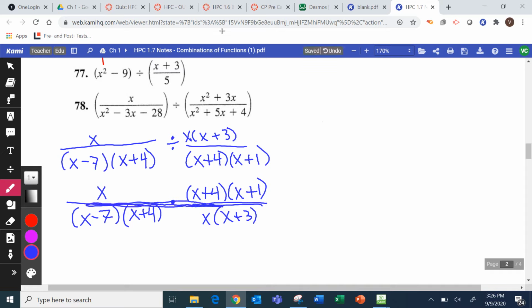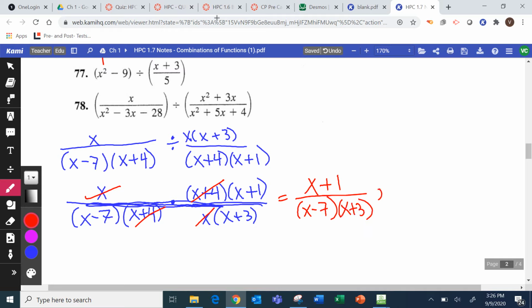Excellent. Now it's multiplied straight across. Everything's already factored. So now I can cancel out some of the common factors. The x plus 4's cancel, and that's it. So now I have an answer of x plus 1 over x minus 7, x plus 3.